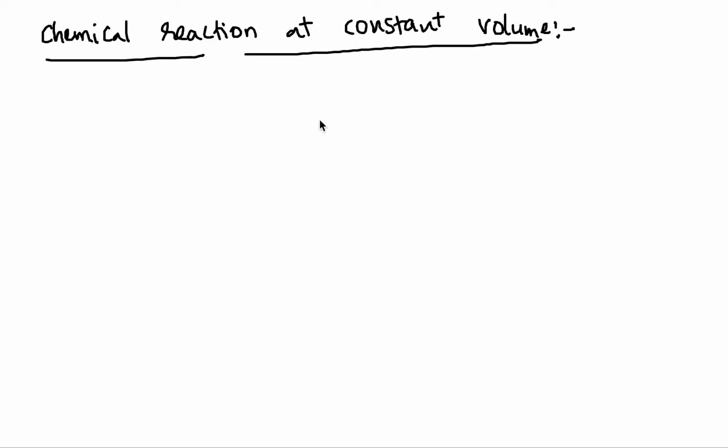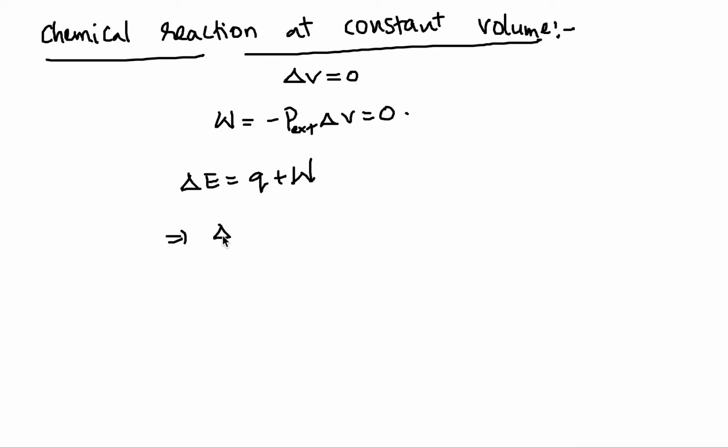As the reactions are happening at constant volume in the process, delta V is equal to 0. That indicates the work W, which is negative P external times delta V, is equal to 0 in the reaction. So what if we apply the first law of thermodynamics, that is delta E is equal to Q plus W. So that's going to be delta E, and we are supplying heat at constant volume, therefore we can represent that as QV, and work is 0.